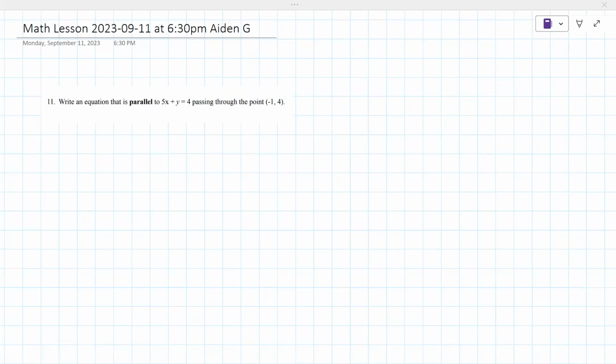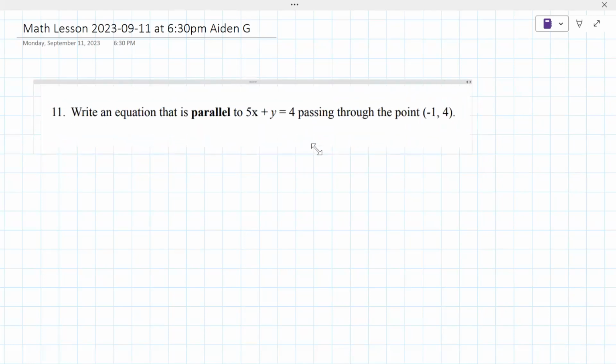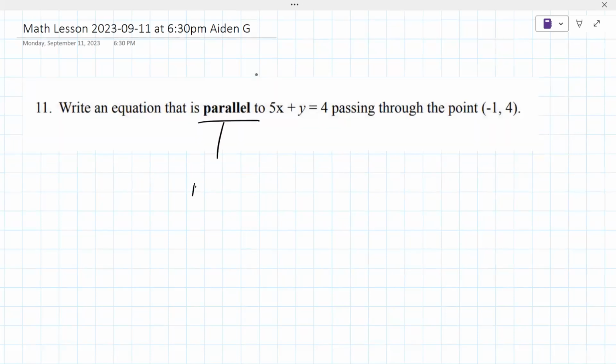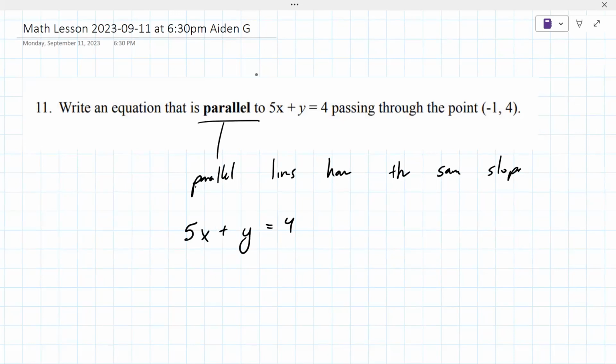...is parallel to 5x plus y equals 4. All right, so first thing here is that parallel lines have the same slope. That's maybe another definition. So you have to be able to determine the slope of this line, which means you probably need to solve for y.